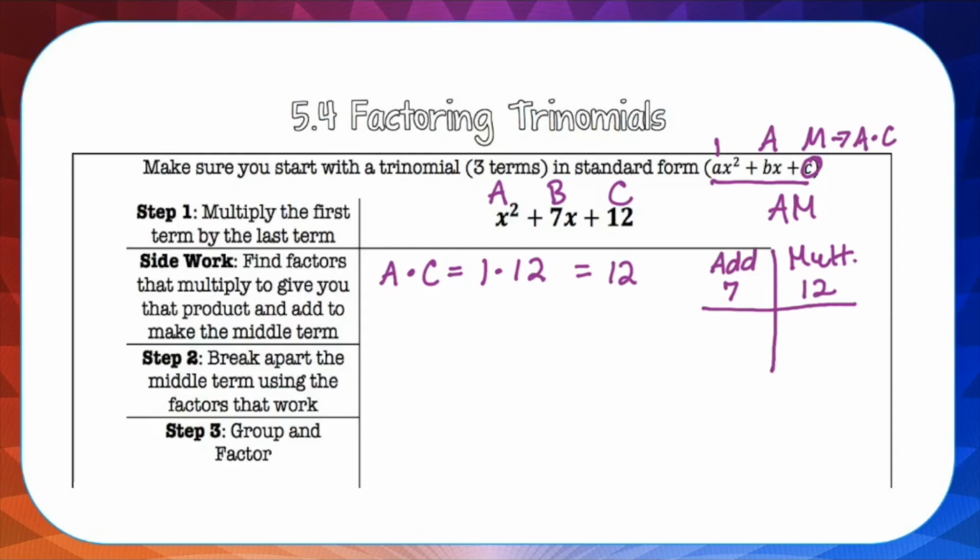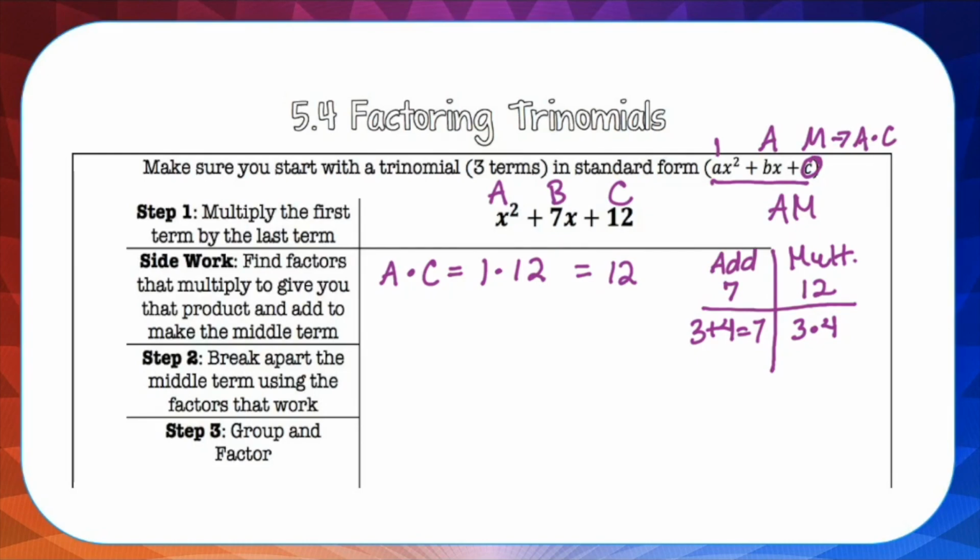So now we're just going to list the factors that multiply to be 12. You want to start with the right-hand side first, and then see if they add to be 7. So immediately I think of 3 and 4, because I know 3 plus 4 equals 7. So now you're just going to take that 3 and 4 and substitute it back into the middle term.